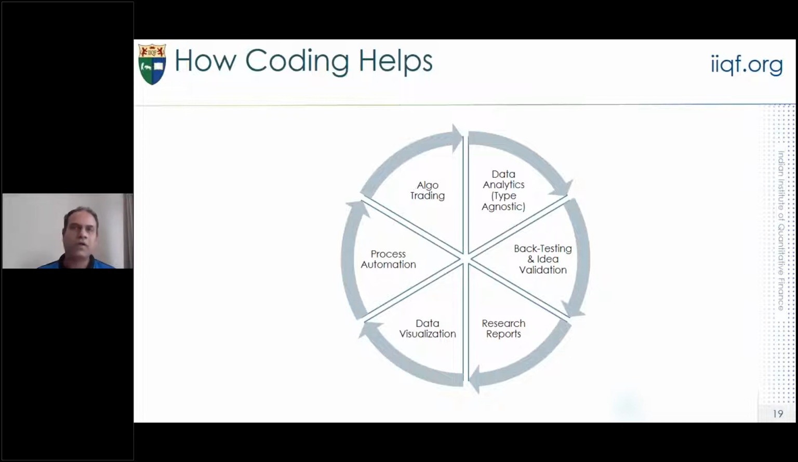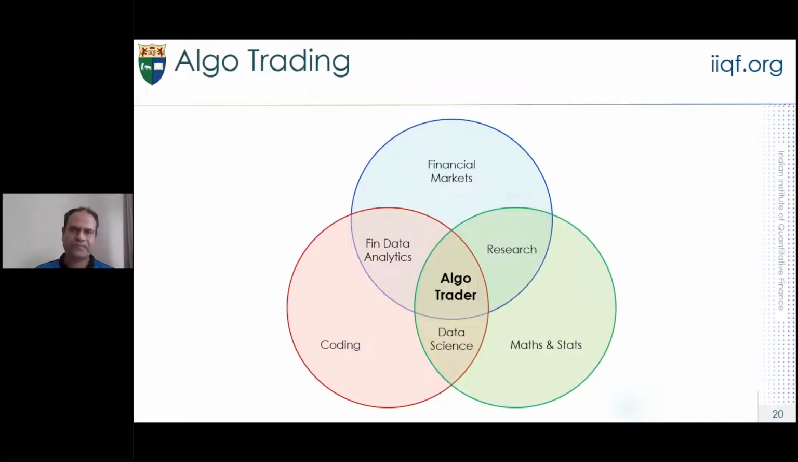Then process automation. Let's say there are certain things that are done every day, correct? You want them to be put into a process together, write a few lines of code again, and you just run the code and the results are ready. And the final point is algo trading. Nowadays, trading using algorithms has become so powerful and popular because it has so many advantages. Now let me just briefly discuss this also.